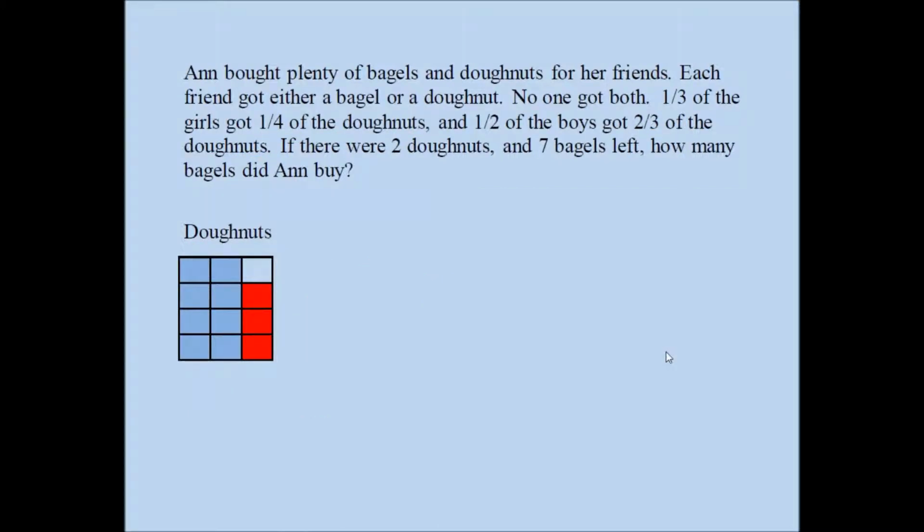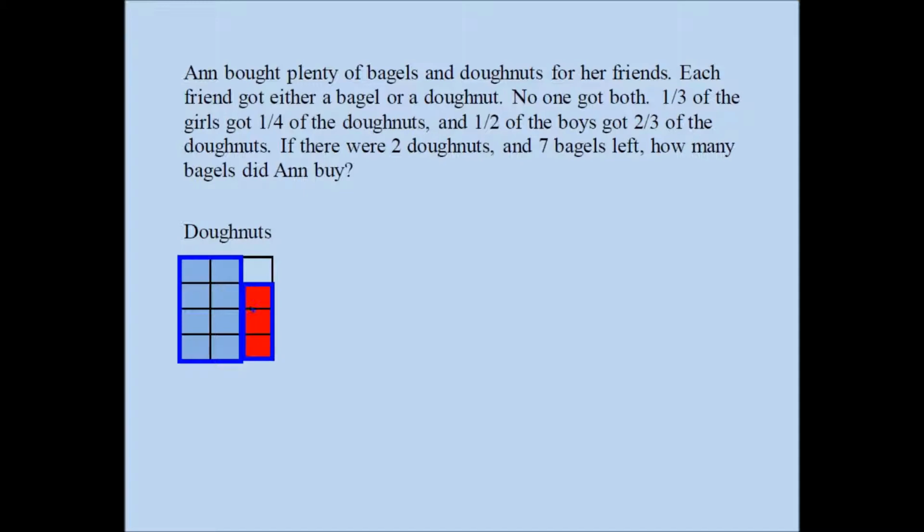What I have here is a 3 by 4 rectangle representing all the doughnuts, and this represents one fourth of the doughnuts. And this represents two-thirds of the doughnuts. These are the doughnuts that the boys ate, half the boys, and these are the doughnuts that the girls ate, one third of the girls.